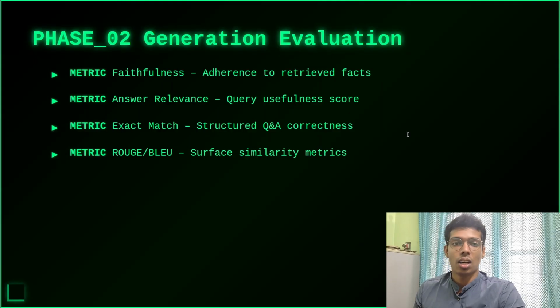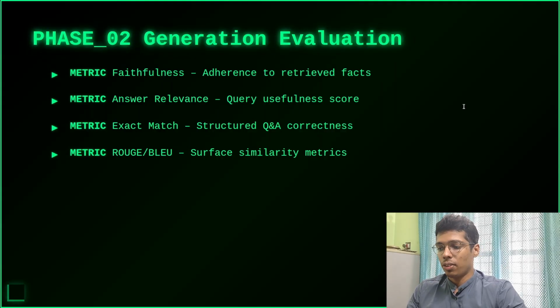And there is ROUGE or BLEU. These are old school metrics. They look at how many word overlaps there are with the reference answers. For those, we need a ground truth basic data set as well.